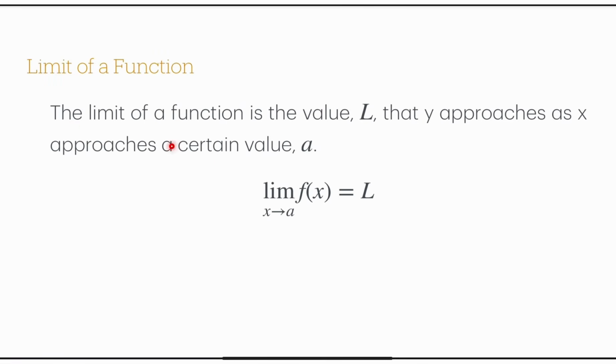The limit of a function is the value L that y approaches as x approaches a certain value a. Mathematically, we can write it in this form, and we read this as the limit of f of x as x approaches a is equal to L. So from this statement, when x approaches a, f of x also approaches a certain value, and that value is L, which is the limit of the function.